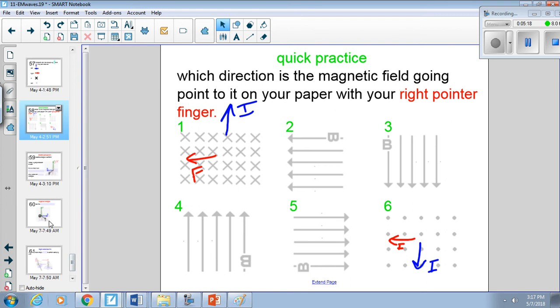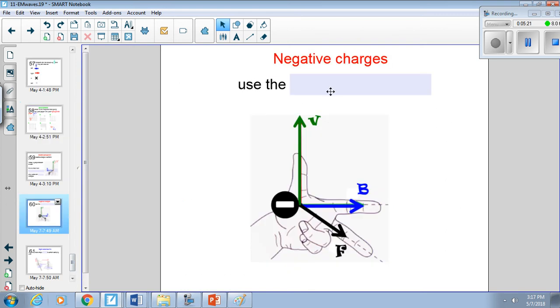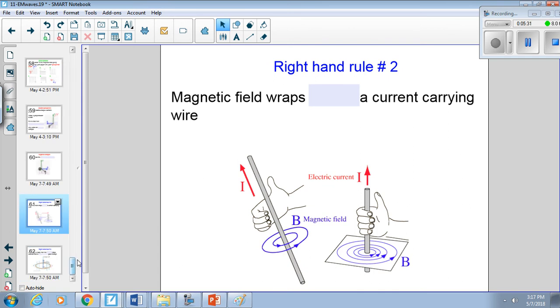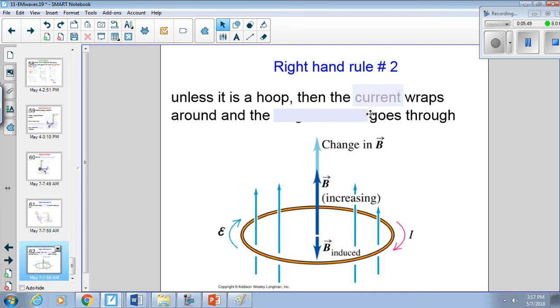Now, when we look at negative charges, we use the left-hand rule. And the left-hand rule is the exact same as the right-hand rule, only now you use your left hand. Same idea. There's also right-hand rule number 2, which shows that the magnetic field wraps around a wire and the current is carried through the wire. Still take your right hand, your fingers represent your magnetic field that wraps around, and the thumb represents your current. It works with a hoop as well, only with a hoop, the magnetic field is your thumb and your fingers are your current.